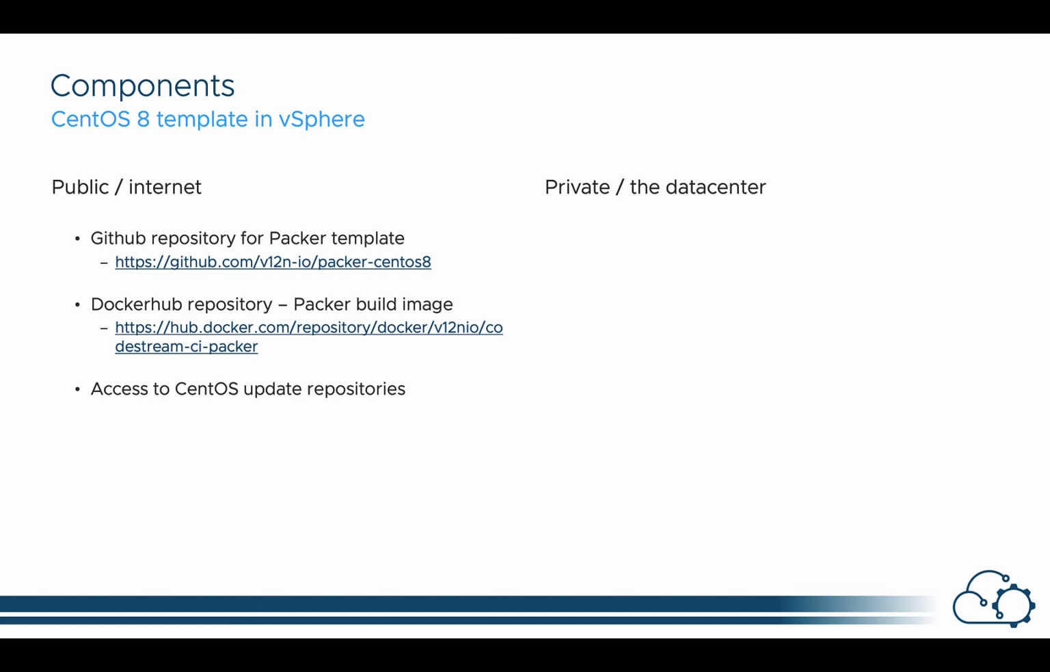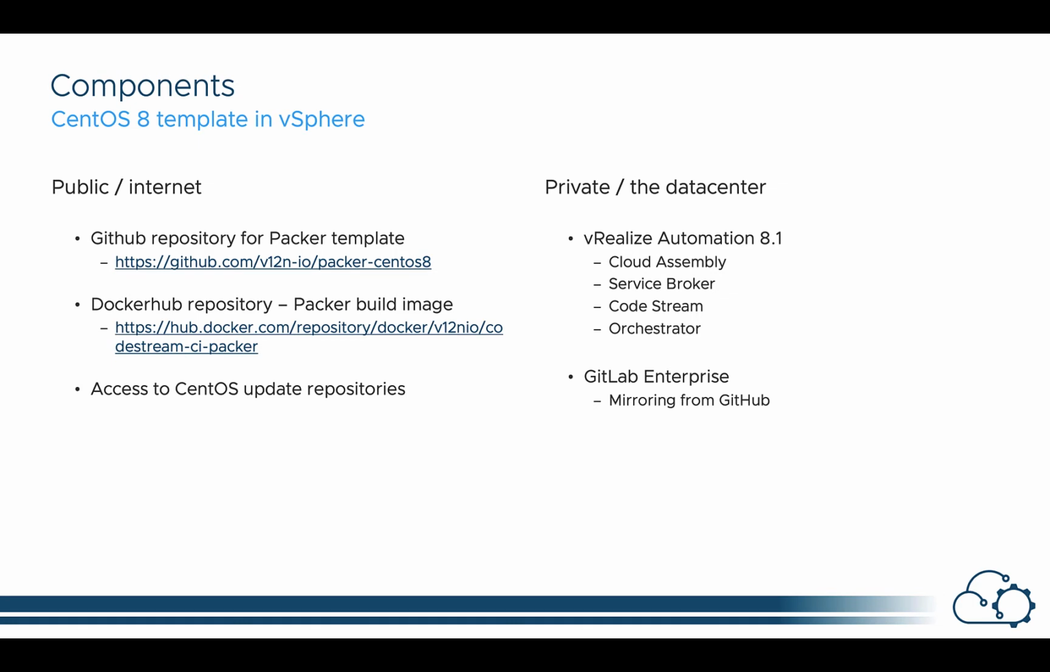In the private data center, we have vRealize Automation 8.1, as I mentioned. There are a number of subcomponents in there: Cloud Assembly, Service Broker, and Orchestrator. Really not the focus of this particular video. CodeStream is the component we'll be focusing on. We also have an instance of GitLab Enterprise.